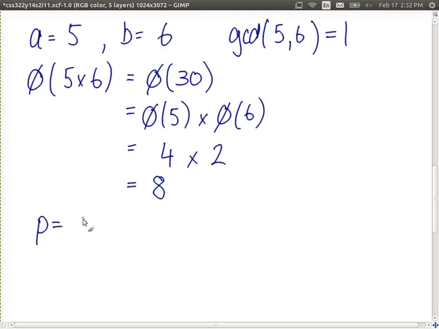Let's say we have some prime P, which is 7, and Q is 11. They are two prime numbers. What's the totient of 77?